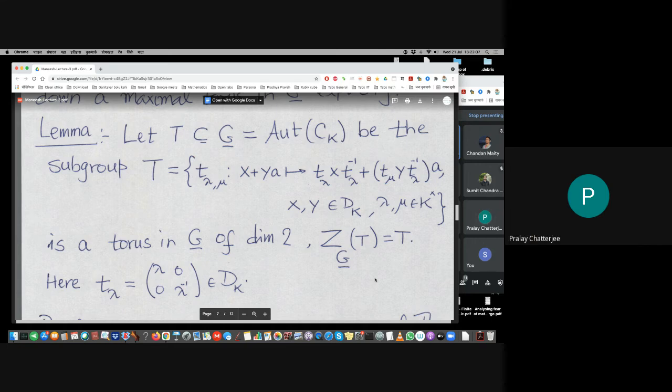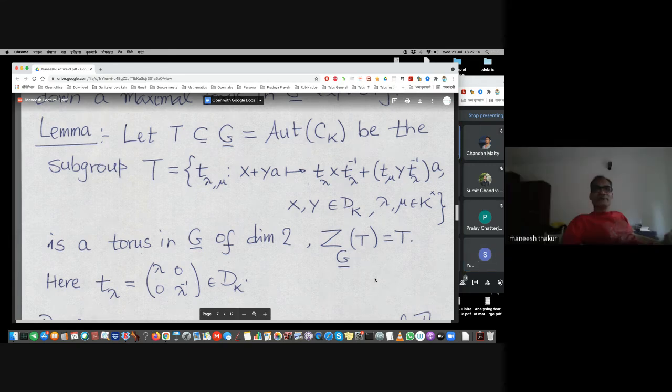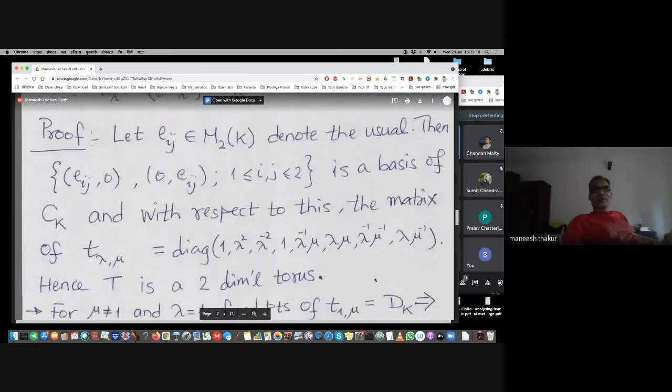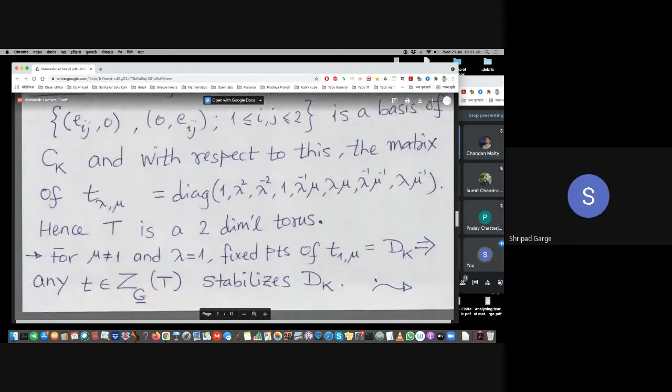Okay, right. So I guess we will skip the details here. Yeah. Because explicitly, you can write down the diagonalization. Exactly. The whole torus is written here. And we see that it's generated by mu and lambda. Therefore, it's a two-dimensional torus.